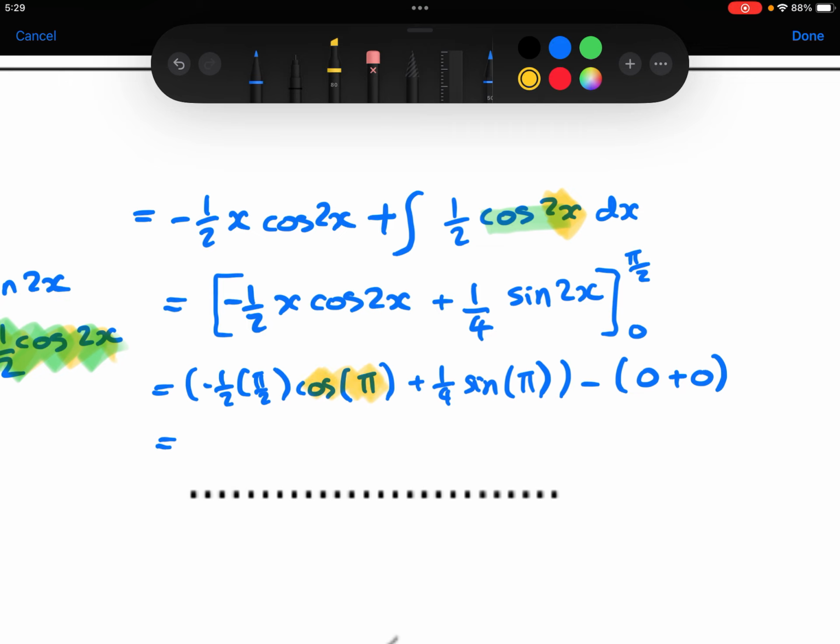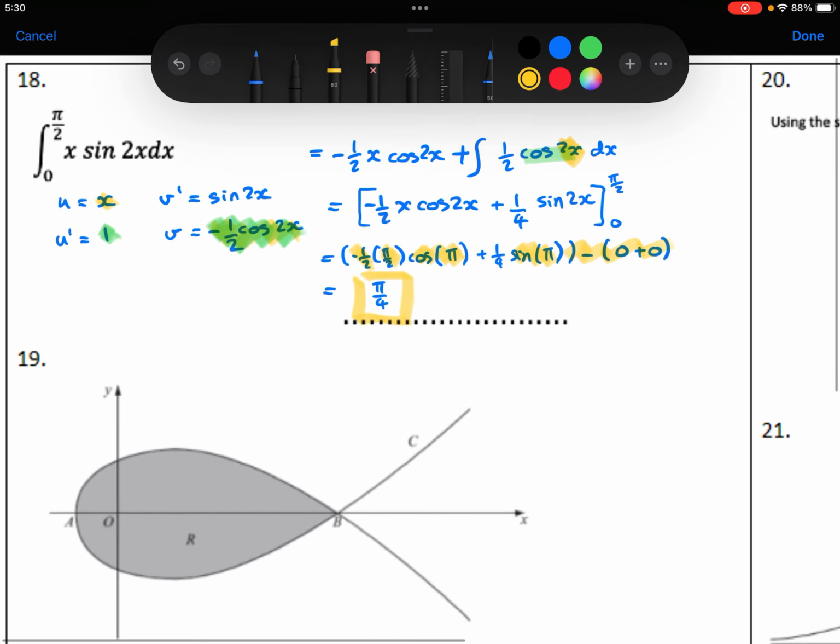Cos of pi is minus 1, times by the minus a half will be plus 1/2, times by the pi over 2 will be pi over 4. Sine of pi is just 0, and so the rest of this will all be 0, so my answer then is just pi over 4.